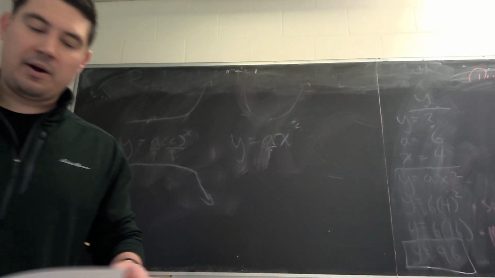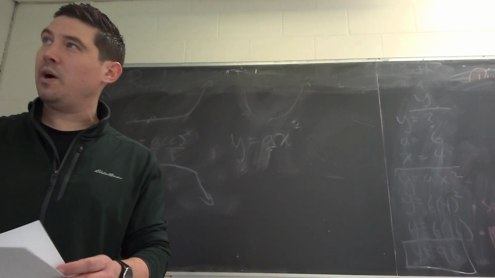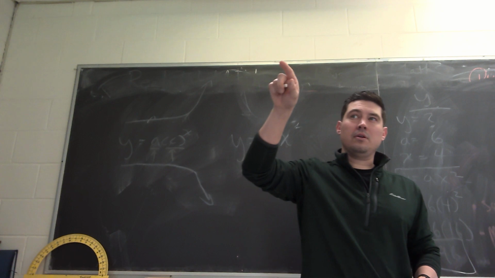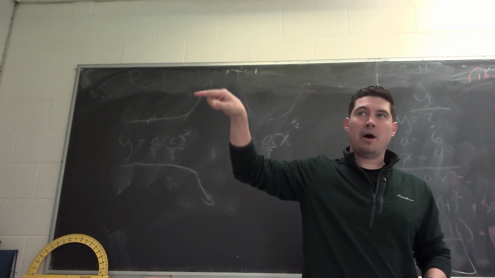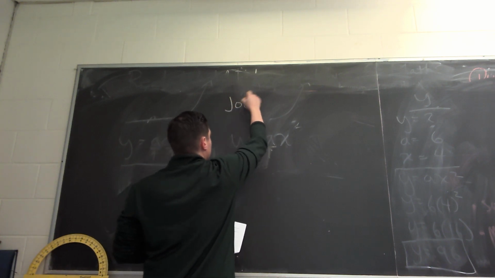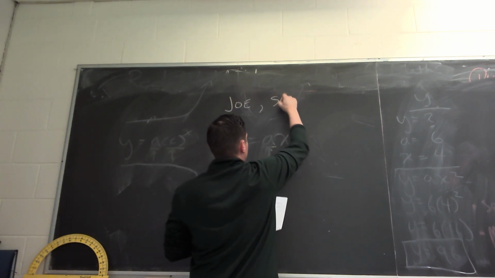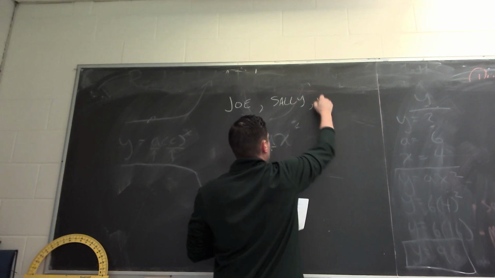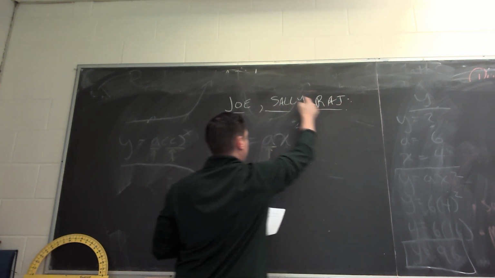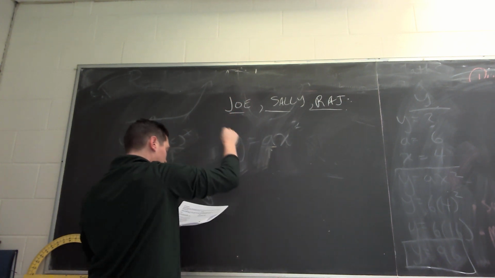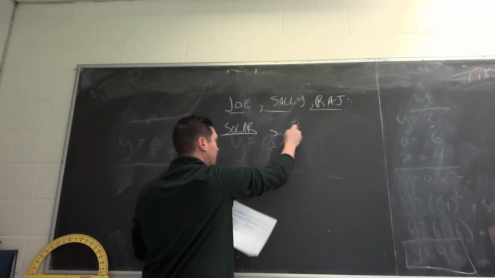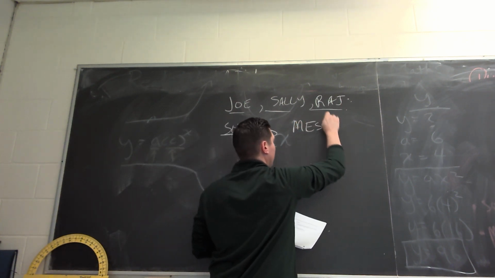The most important part about any question that deals with quadratic equations is the names of the people and the two boxes that you're working with. So what I want you to notice here is that there is Joe, Sally, and Raj. Those are the three people involved in this question. There are also two boxes: a solar pool cover and a mesh net.